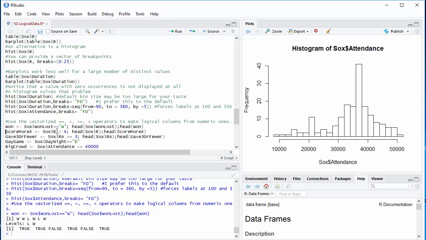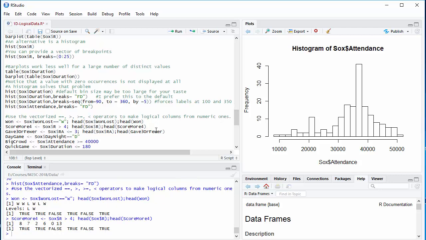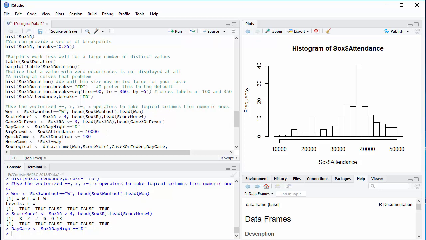Sox$R, number of runs scored by the Sox, is greater than 4. That's going to produce a true for all games where the Sox scored more than 4 runs. And sure enough, that's the case. Where they scored 8, 7, 6, or 13 runs, we got a true, and in the other 2 cases we got a false. Here's one for day game.